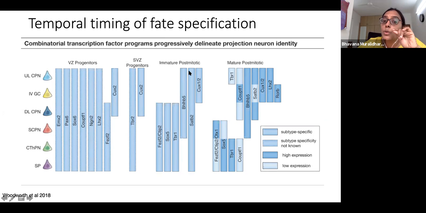Now coming to once they become post-mitotic, some of these transcription factors like PAX6 are only expressed in the progenitors and are completely switched off in the post-mitotic progeny. And in such post-mitotic progeny, you begin the expression of some transcription factors like FEZF2. Now, FEZF2 is very important for making of layer 6, and I'll come to that in the next slide.